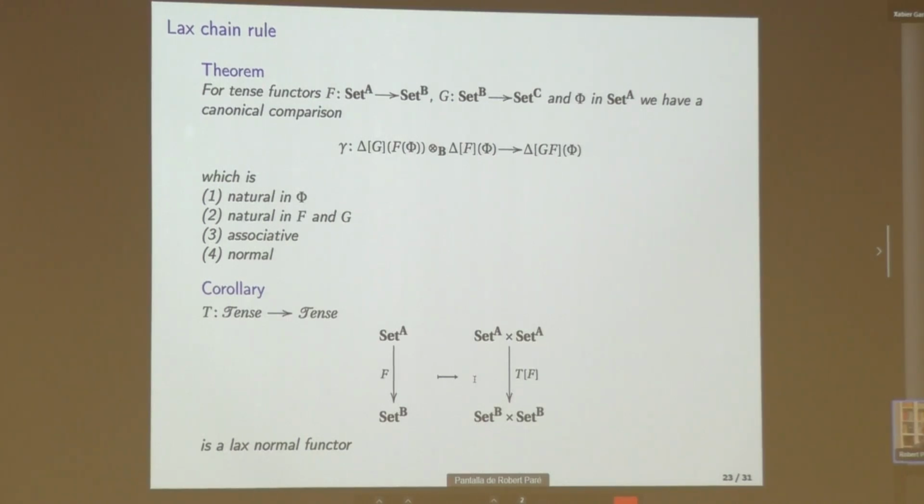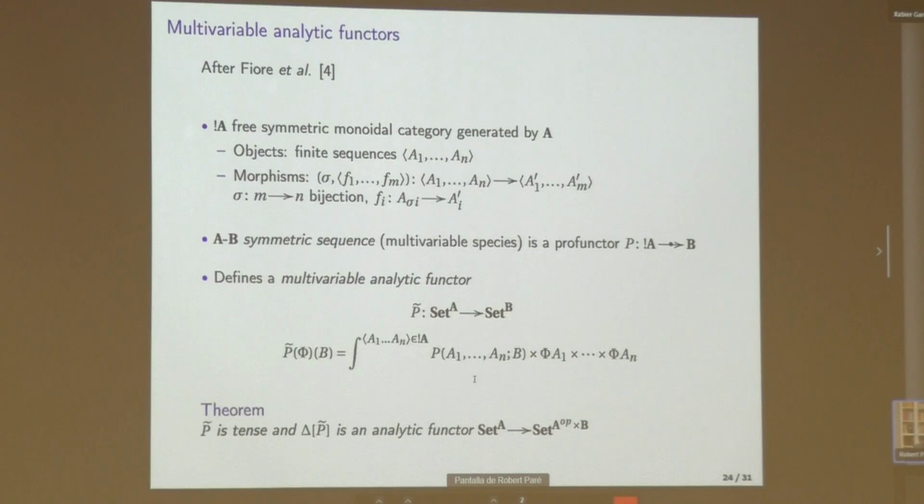I don't think it's monic as it was in the one variable case. I don't have an actual example. And so we get then a lax normal functor going from this bicategory Tens to itself, which takes a functor, takes an object set to the A to set to the A cross set to the A, and it takes this F to TFF. Okay, so this is white flags, if you like.